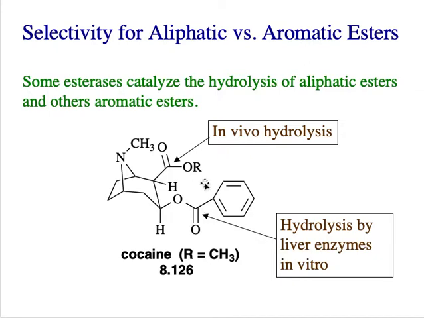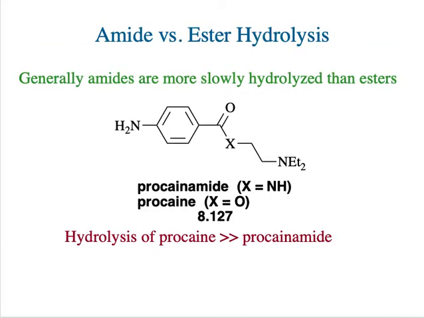So there's hydrolysis by liver enzymes. There's hydrolysis, basically different parts. There's different enzymes that catalyze it. Some only do aliphatic esters. So cocaine has one aliphatic and one aromatic ester, and so those are different enzymes. Amides are more slowly hydrolyzed than esters.